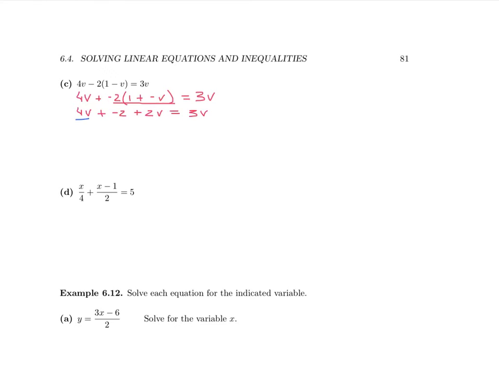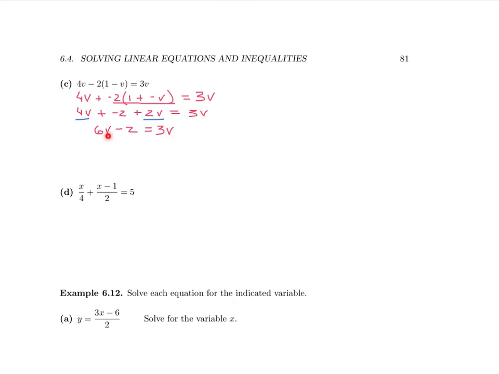Now, notice that there are like terms now. We have 4v plus 2v, that's 6v, minus 2 equals 3v. So we have now simplified the left-hand side of the equation. This is in simplest form because there are no like terms left. Now we can go ahead and try to solve this equation.